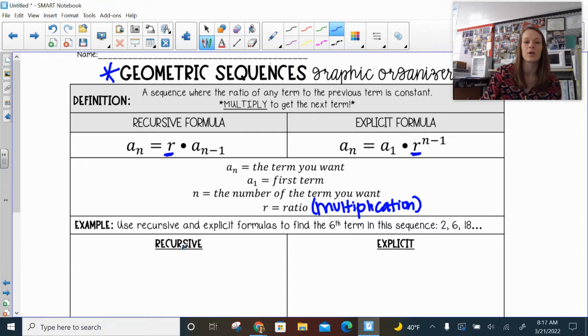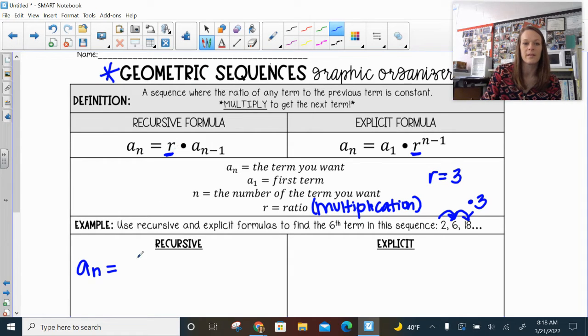Okay, we're going to treat the recursive formula the same. The a_n stays just like it is, and the a_(n-1) stays just like it is. The only thing I need to plug into that formula is what my ratio is. So here's my sequence: 2, 6, 18. From 2 to 6 and 6 to 18, you're multiplying by 3. So then that means that my ratio is 3.